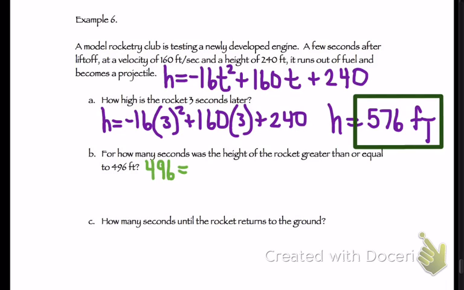Letter B. So when was the height of the rocket greater than or equal to 496 feet? So now I have the negative 16t squared plus 160t plus 240. I have that in my y1. I'm going to obviously put 496 in for y2. And now I have to manipulate my window.